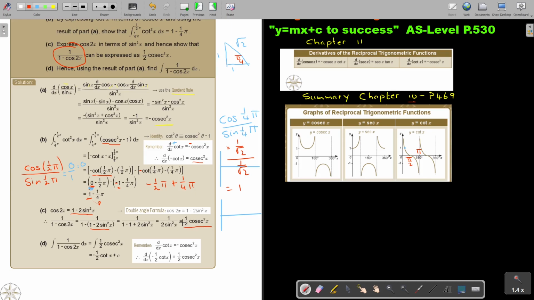And now I will go, hence, using the results of A, find. So I know that this is equal to this, okay? And I remember again this, which I showed you there. Cot is cosec. So the integral of cosec squared is going to be negative cot. The half is just a constant, so negative half cot x plus c. And leave it like this. It's indefinite integration because there are no limits there, nothing.